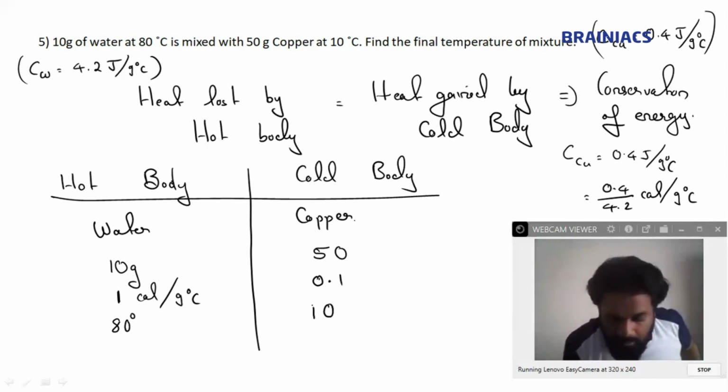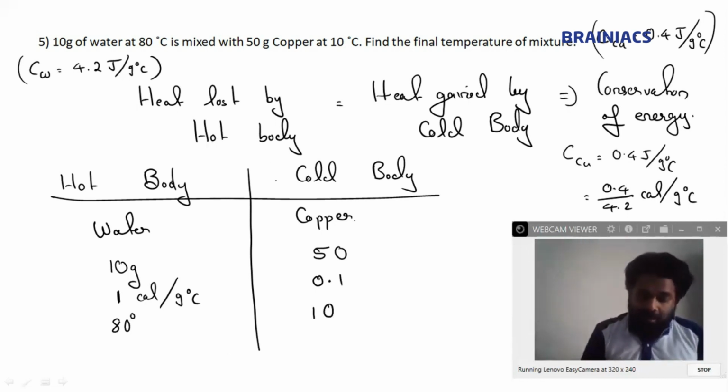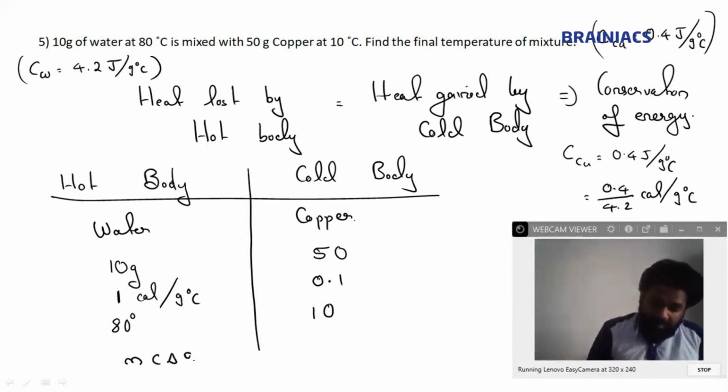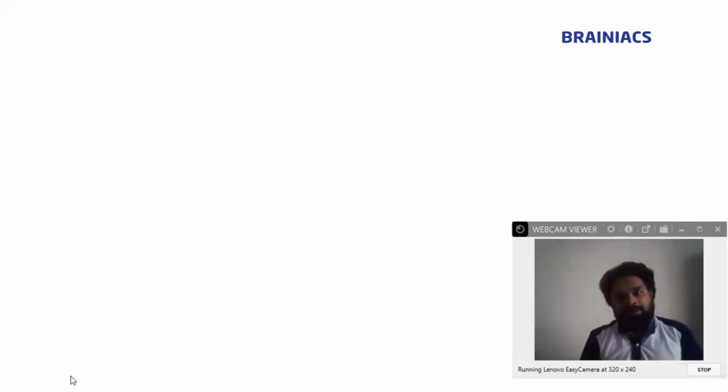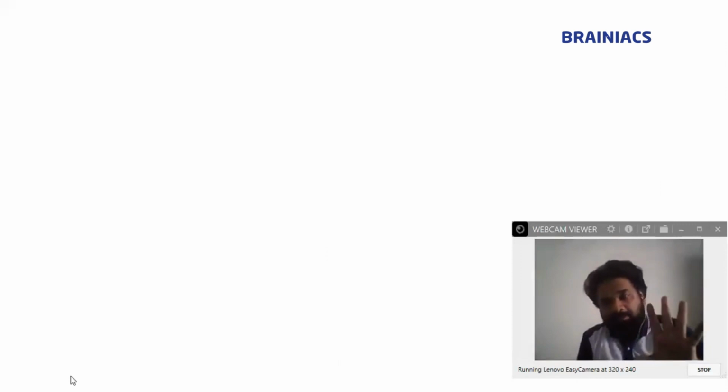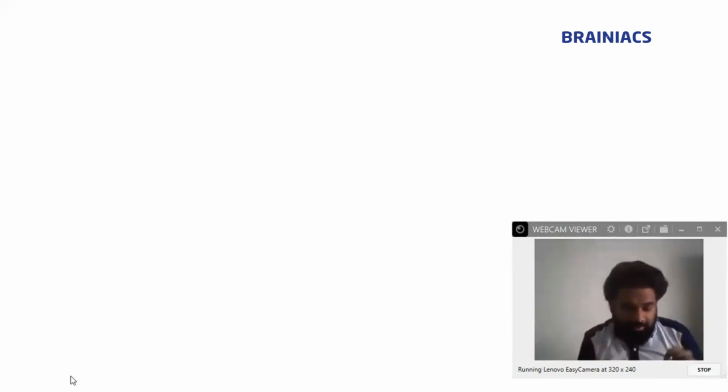Now what is the heat lost by hot body? Heat lost by hot body is mc delta theta: m of hot body, c of hot body, delta theta of hot body. This is equal to mc delta theta again: mass of cold body, c of cold body, change in temperature of cold body. Clear? Now we will apply this and get the answer. The heat released by the hot body is equal to the heat absorbed by the cold body. That is the concept here.